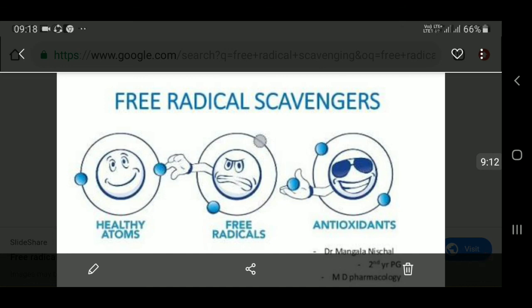So to boost our immune system, particularly in today's scenario, we must eat leafy vegetables, then carrots, pumpkins, and all those vegetables and fruits which are pigmented.